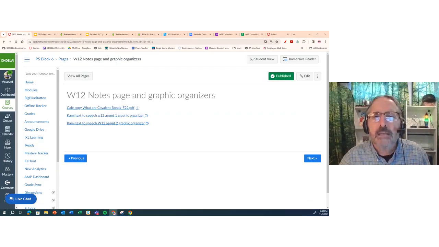So Cami, W12 assignment 1 is a text to speech one, and W12 assignment 2 is also text to speech. If you want to see all the notes, that'll help you on all 3 assignments there. It's pretty long, but it is in here, all the notes for the covalent bonding.